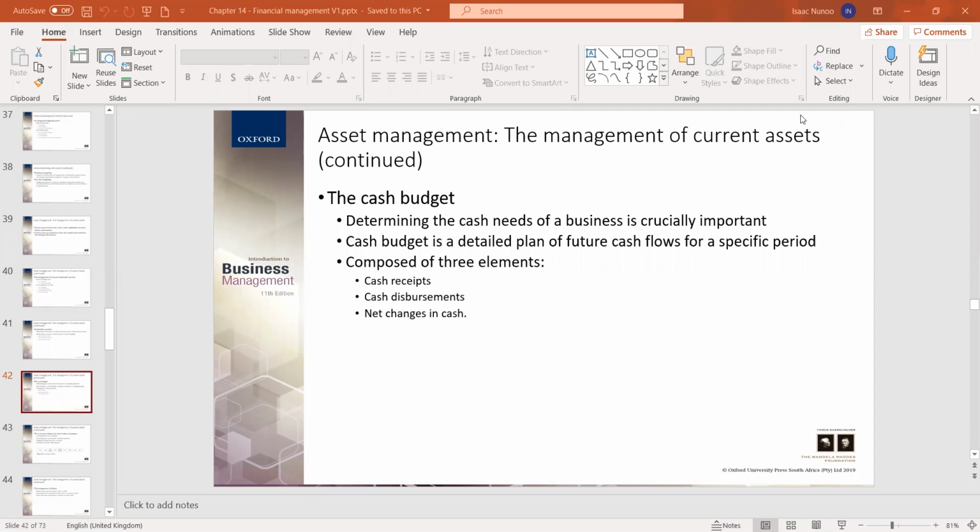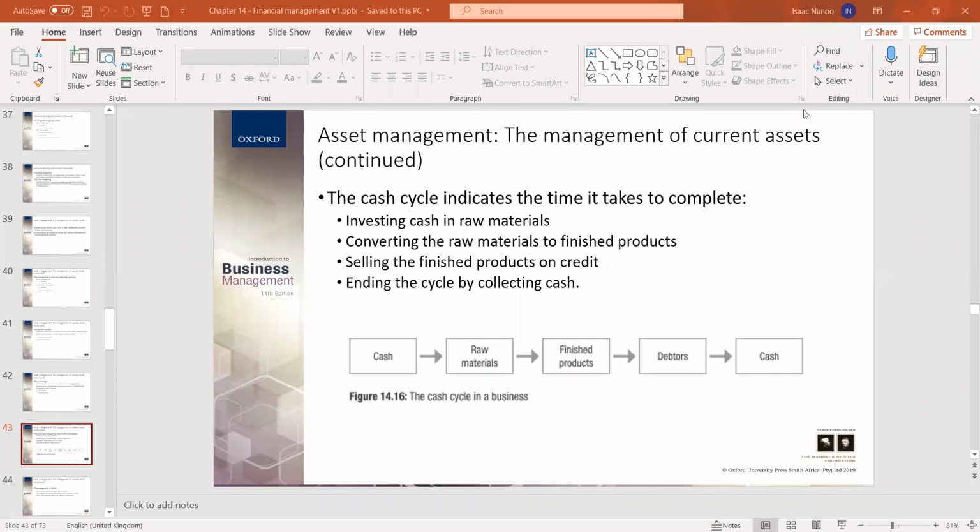The cash receipts are basically cash from sales, collections from credit sales, and other sources of cash, so cash that comes in as an injection into your business. Then the cash disbursements are how money flows out of the business. These are broadly categorized as cash paid for purchases of merchandise, raw materials, and operating expenses. The difference between the cash receipts and the cash disbursements is what you call the net change in cash.